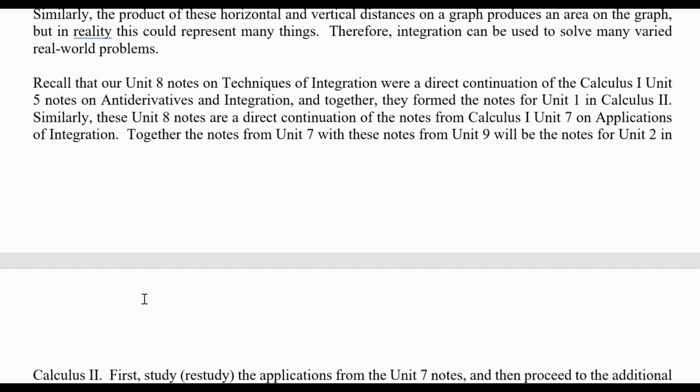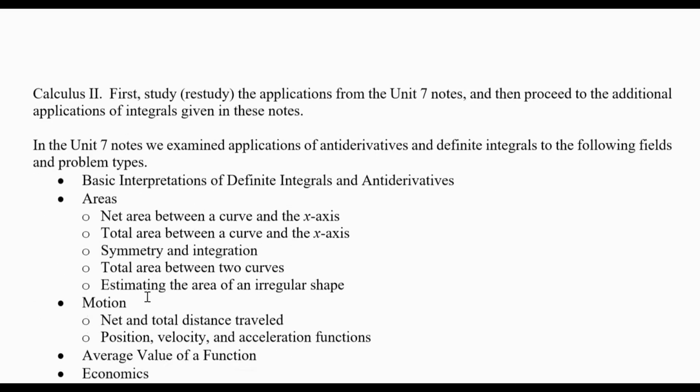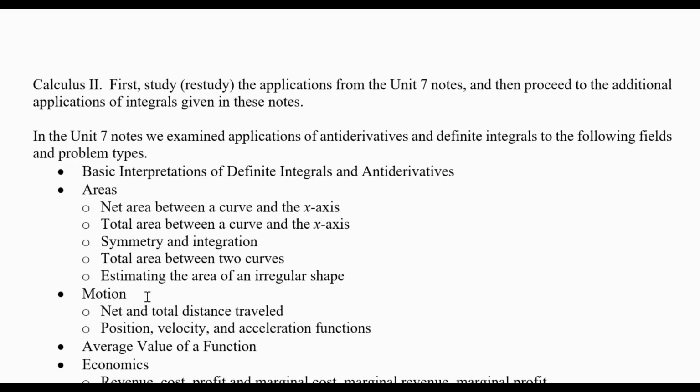Together, these notes from Unit 7 with these notes from Unit 9 will be the notes for Unit 2 in Calculus 2. First, study or restudy the applications from the Unit 7 notes and, of course, the accompanying playlist in YouTube, and then proceed to the additional applications of integrals given in these notes.